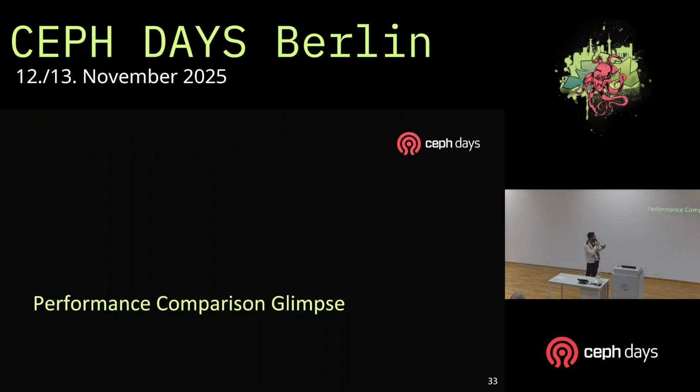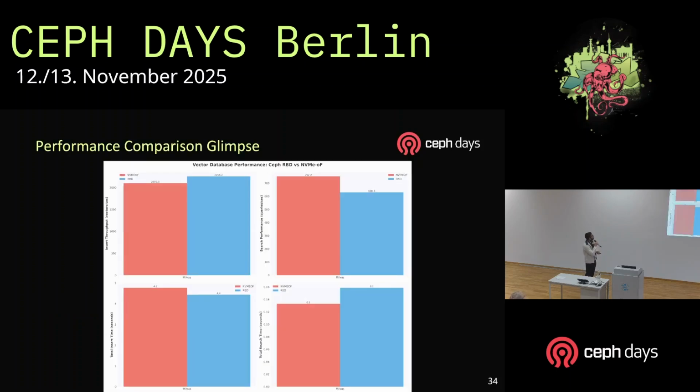So I did one simple comparison for a vector database: using an RBD image versus using an NVMe-oF exported image. So this is the result I got. It's a very basic one, because I'm not a testing engineer, I'm in support. So I did very basic testing for a vector search and vector insert operation.